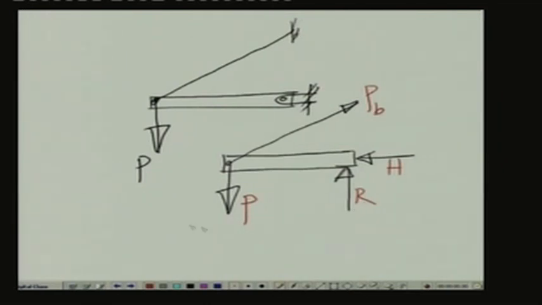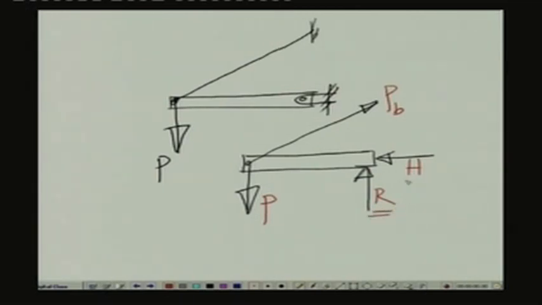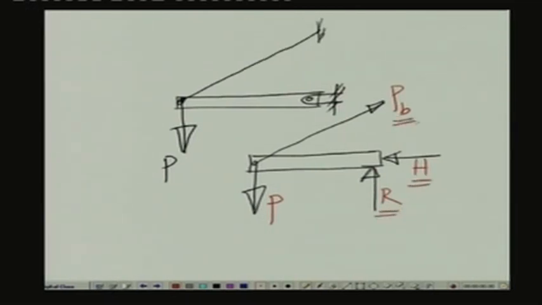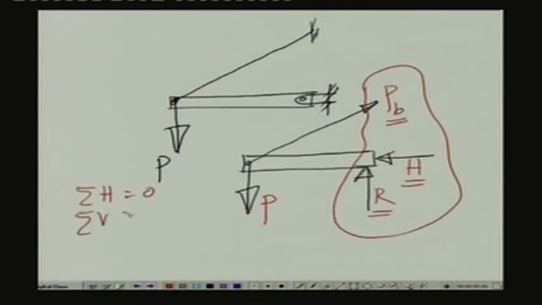Now, in this particular free body diagram, the unknown forces, the reactive forces are R and H and the axial pull in the member P B. So, these three parameters can be evaluated from the equations of statics. That means, if we take summation of horizontal forces equal to 0, summation of vertical forces equal to 0, summation of moments equal to 0, and if we apply these three equations, we can evaluate R, H and P B readily from these equations. Hence, this particular system is statically determinate.